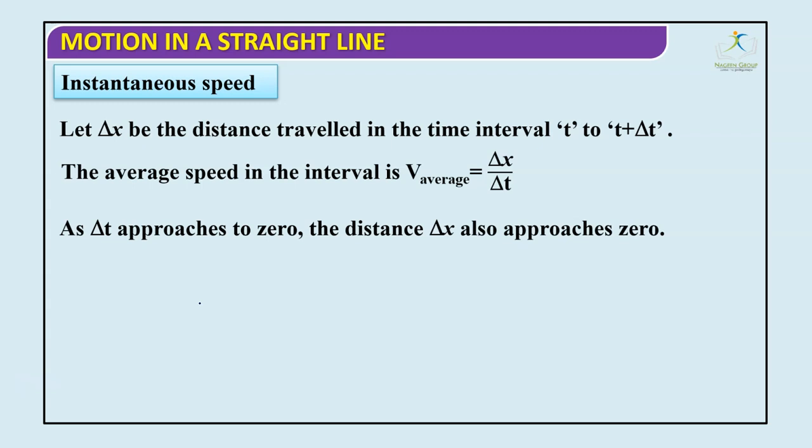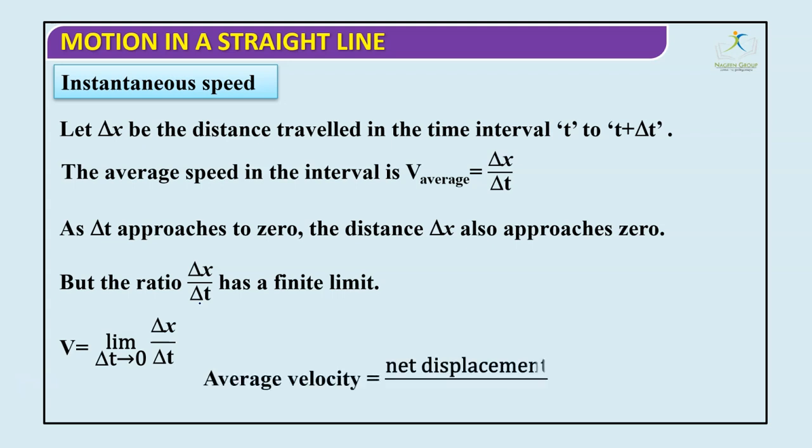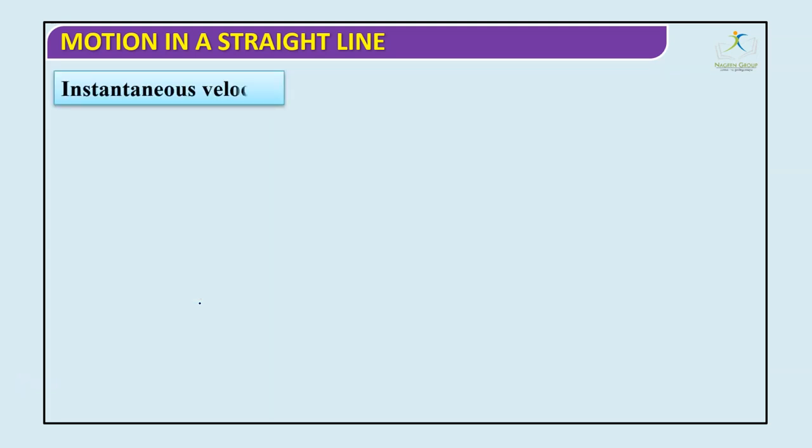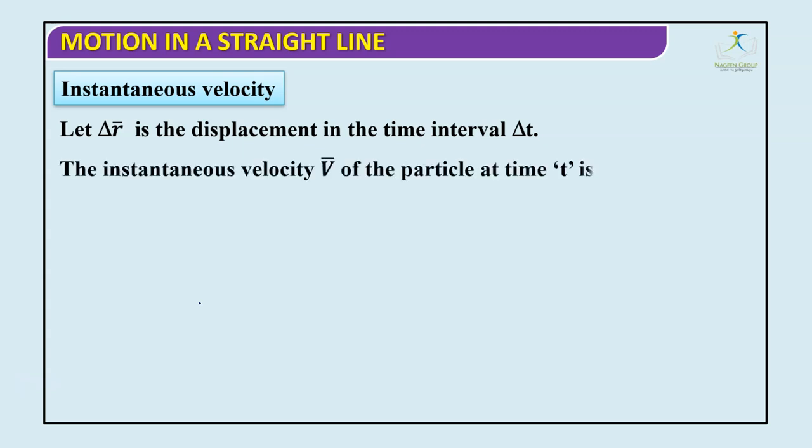As delta t approaches 0, the distance delta x also approaches 0, but the ratio delta x by delta t has a finite limit, which is v equals limit delta t tends to 0 of delta x by delta t. Average velocity is net displacement divided by total time taken. For instantaneous velocity, let delta r be the displacement in the time interval delta t. The instantaneous velocity vector v of the particle at time t is v equals limit delta t tends to 0 of delta r divided by delta t. So this gives d vector r by dt.